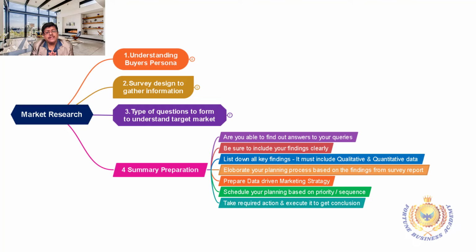List down all key findings, what you find after completing the survey. It must include qualitative and quantitative data. Elaborate your planning process based on the findings from the survey report. Prepare a data-driven marketing strategy. How you want to target that market based on the survey reports. Schedule your planning based on the priority and sequence. Take the required action and execute it to get a conclusion.